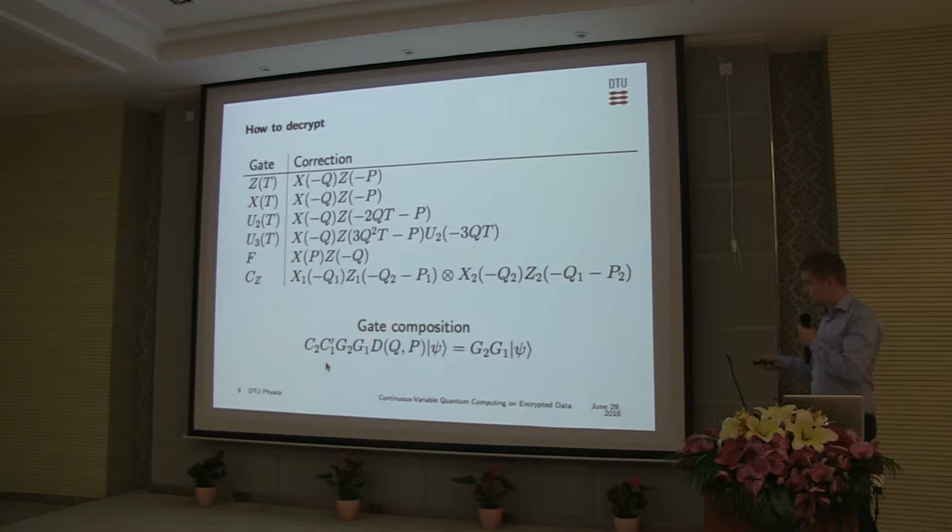It turns out that, which is another nice property, gate composition is also fairly easy in that you can just move your corrections out to the front. So you can have your server run an entire program and just correct for all of the combined gates of the program at the end. So you don't have to do it like a ping pong for every gate.